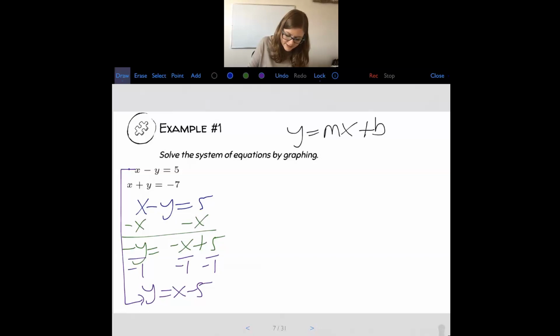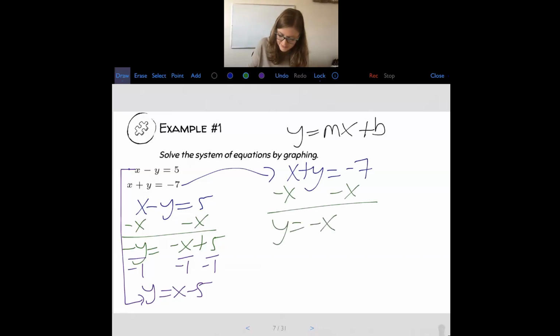Okay, for the second line, we have x plus y is equal to negative 7. To solve for y, we move x to the other side to get y is equal to negative x minus 7.